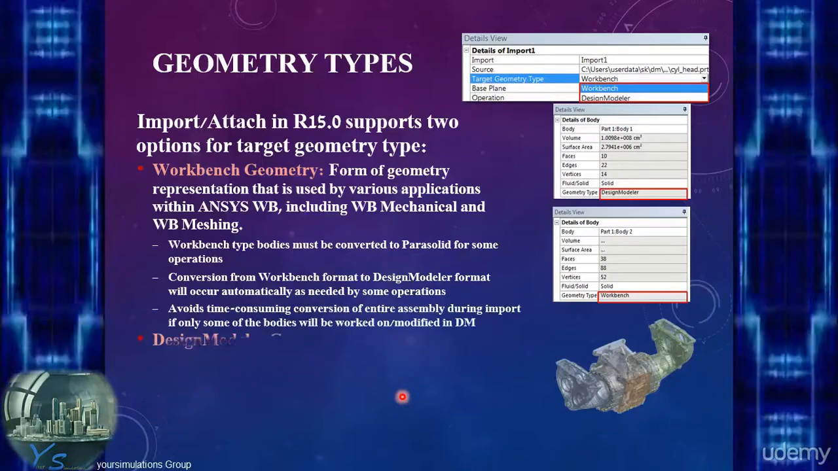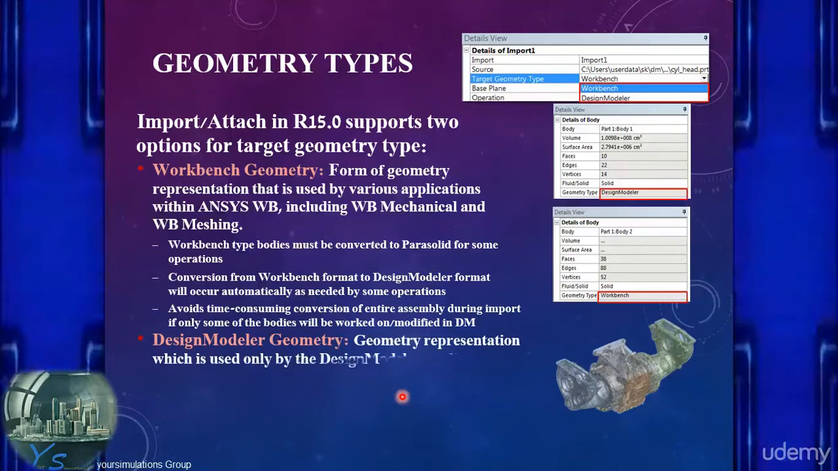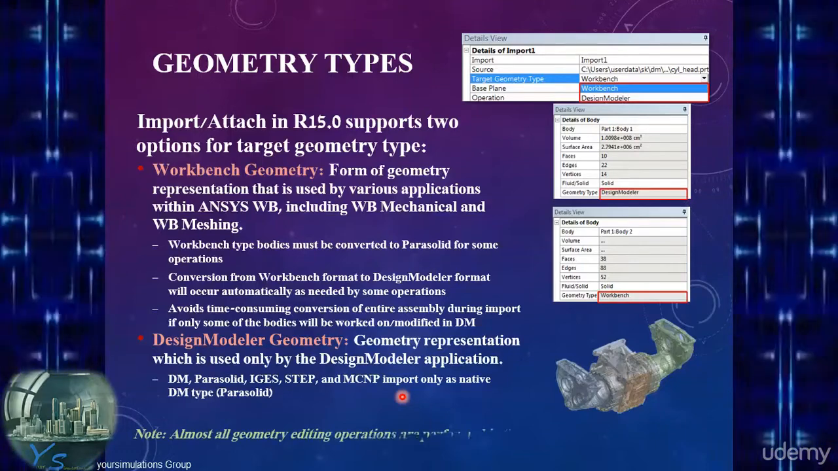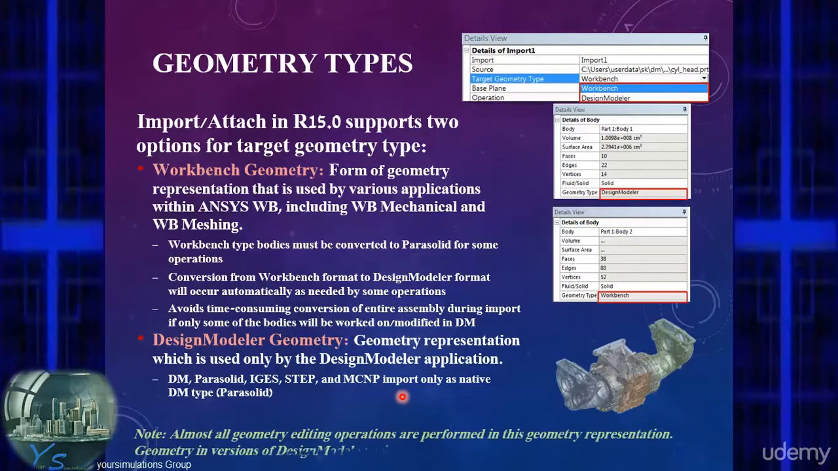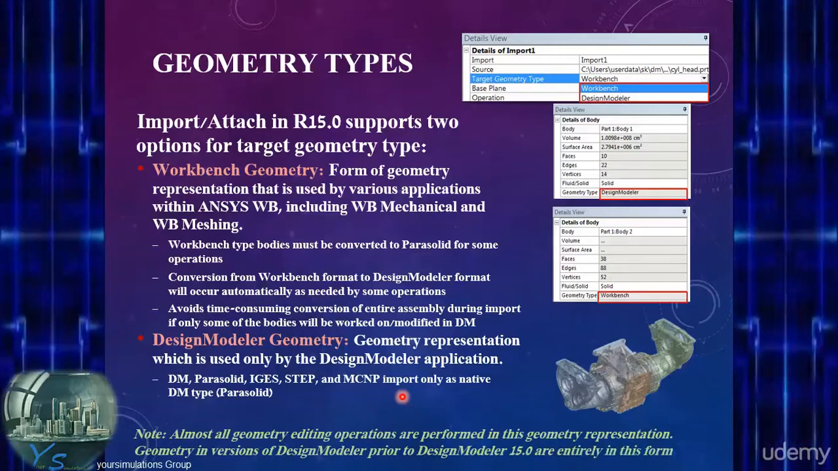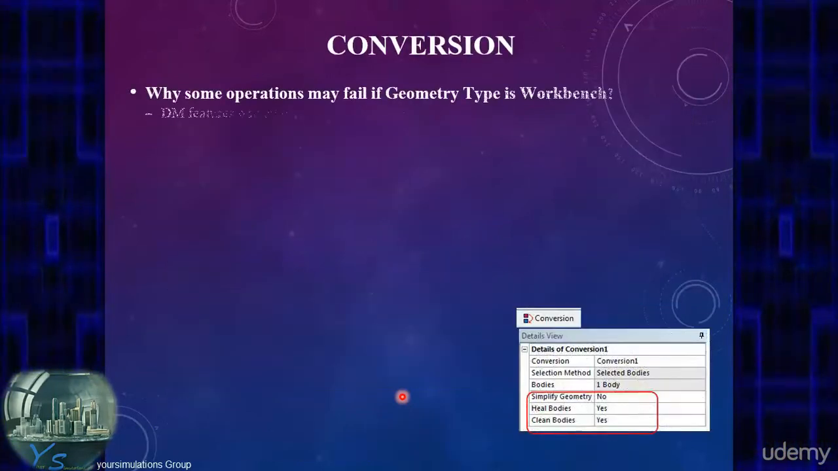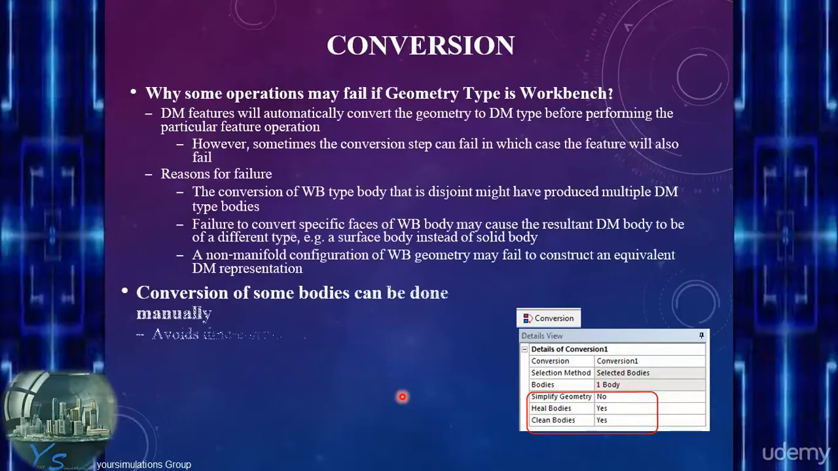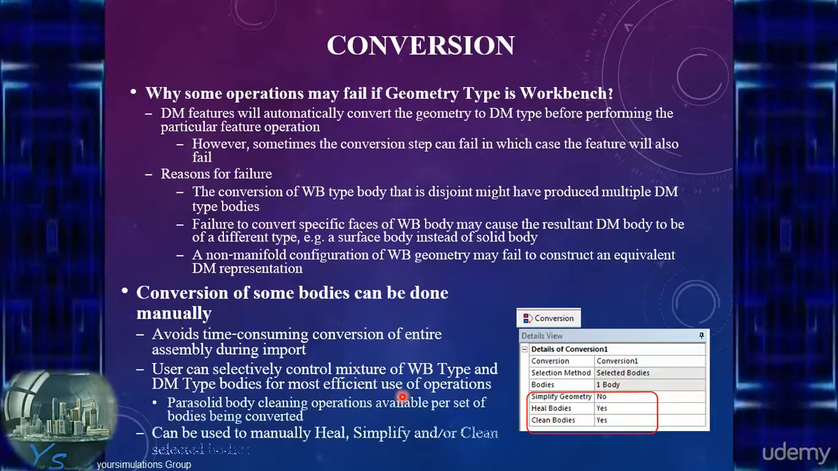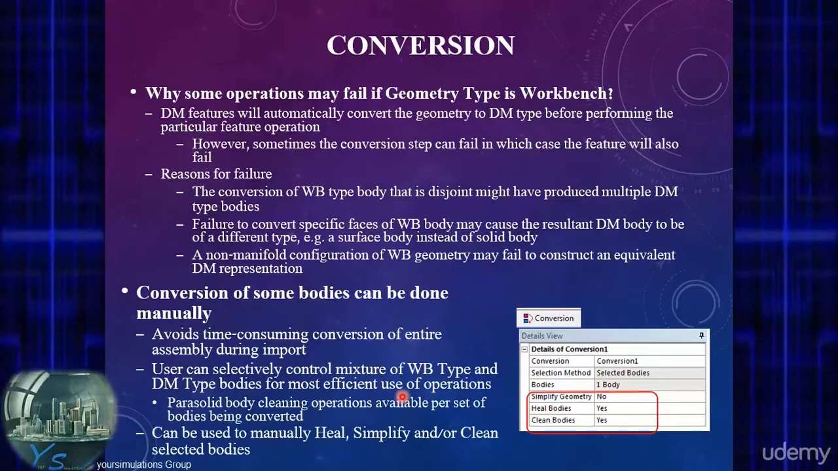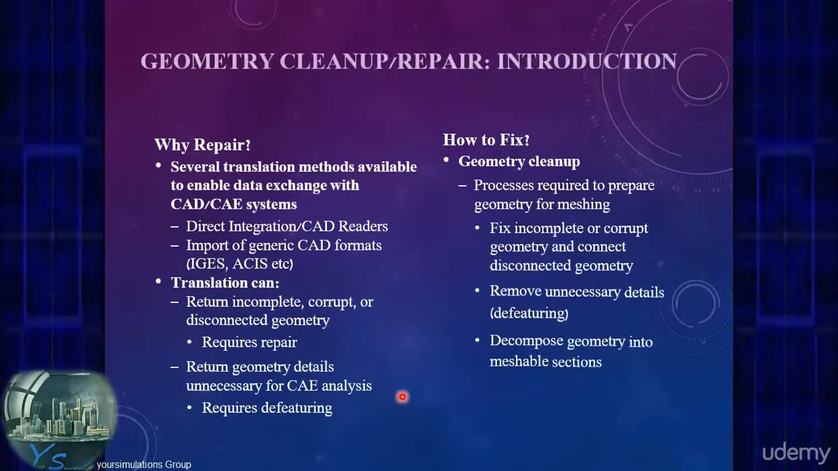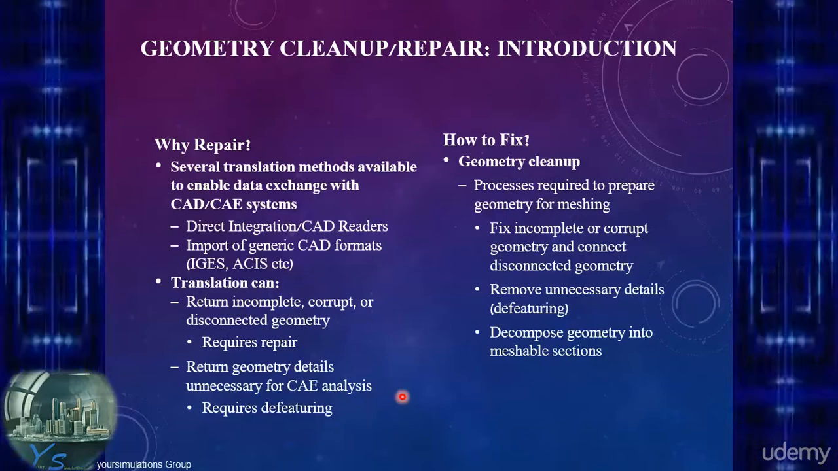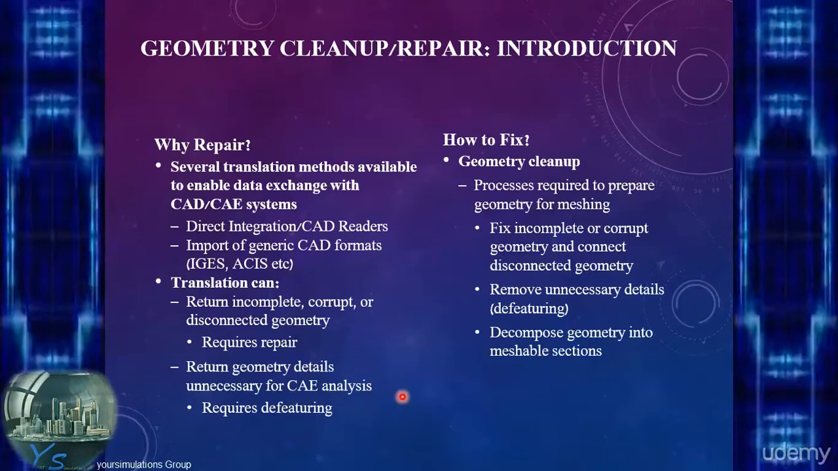I mentioned in an earlier lecture that Design Modeler uses the Parasolid kernel as its basis. Now, if we look at the other CAD systems available, they may not use the Parasolid kernel, and in many cases we need to translate the geometry to a form that Design Modeler can understand. And during this translation, this can result in this incomplete, corrupt geometry that needs some time in order to repair it. Now, there are two types of repair, as it were.